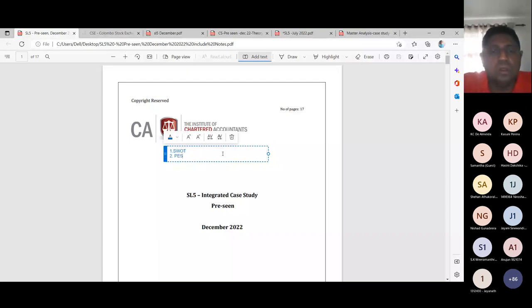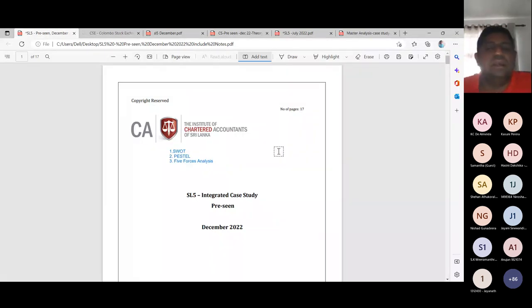Number two, you can do a PEST analysis. You can analyze the macro environment factors by using the PESTEL. In number three, I'm suggesting you conduct the five forces analysis. That's the number three analysis I'm recommending.